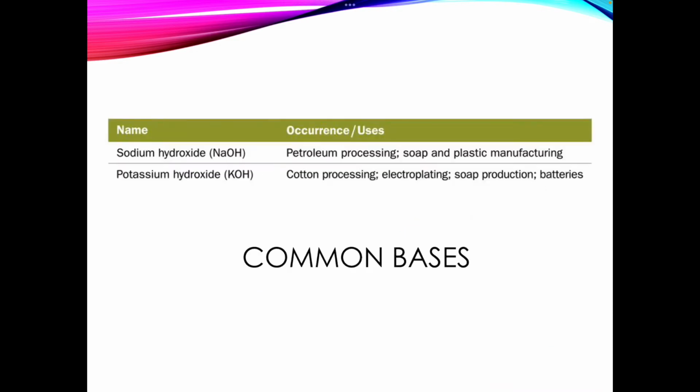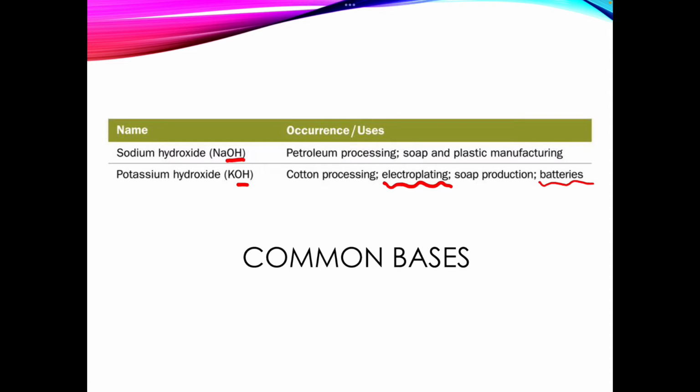We don't run into bases as frequently as we talk about acids, but in lab, we typically will use sodium hydroxide. That's a really common base. It's pretty cheap. Out in the world, we use it in soap and plastic manufacturing, and it's used a little bit also in petroleum processing. You may also have heard of potassium hydroxide. It's used in cotton processing, especially in electroplating. We see it in some batteries, right? But essentially what I want you to notice here is that both of these have a hydroxide ion in the back here. So we will recognize them as bases.